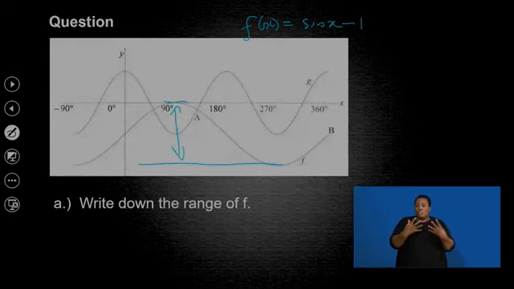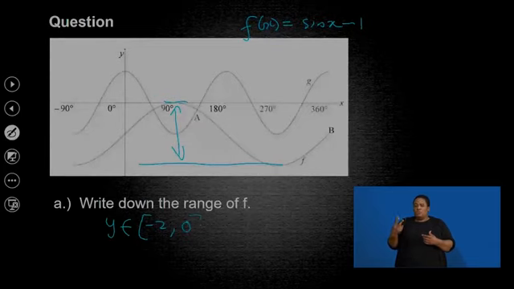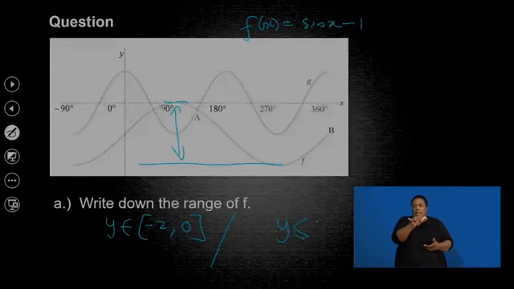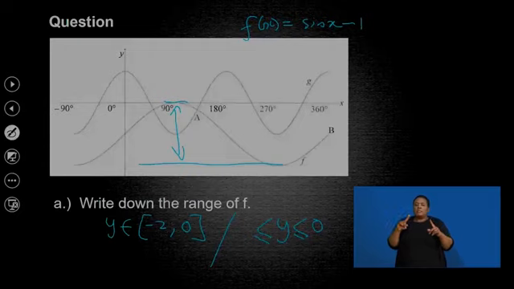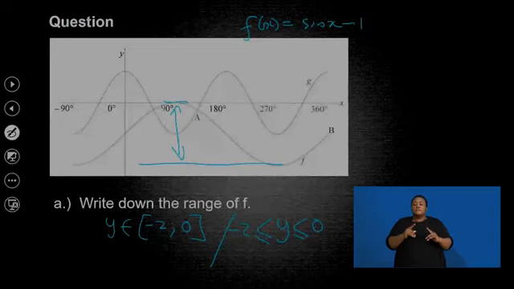Because that's the amplitude. Therefore, our range will be y is an element of the square bracket, because those values are inclusive, minus 2 up until 0. Some people prefer to write it as y is less than or equal to 0, but greater than or equal to minus 2. It's an either-or situation. You can write it as one of the two solutions; they are both correct. So that's what you need to know about the range. How does the range change? It changes when you shift the graph up or down. If you translate the graph up or down, the range changes because the position of the graph is consequently changed.